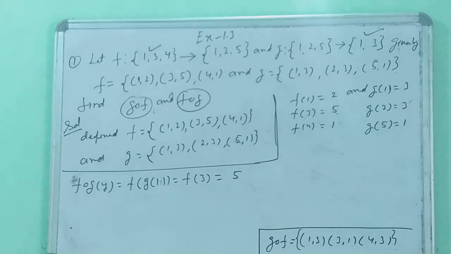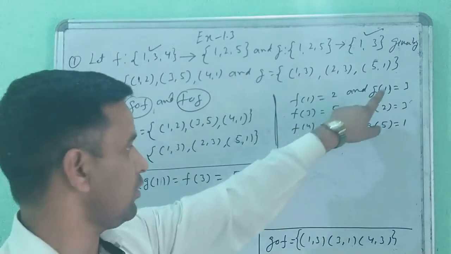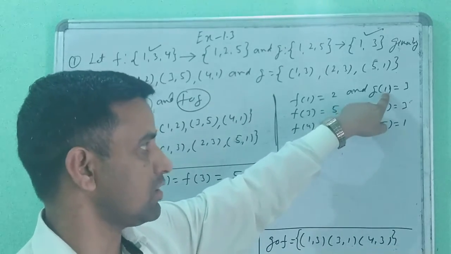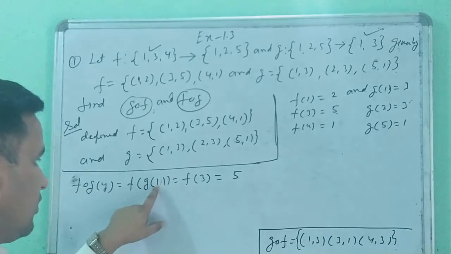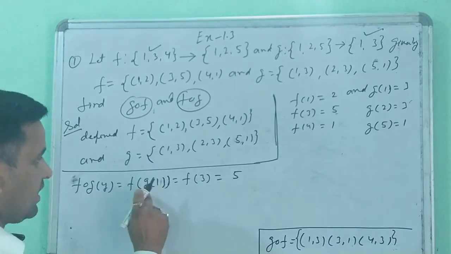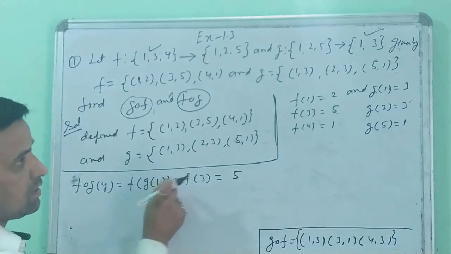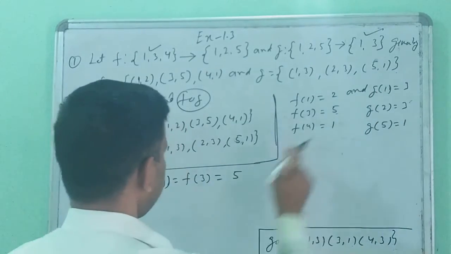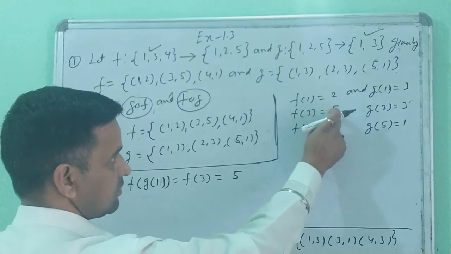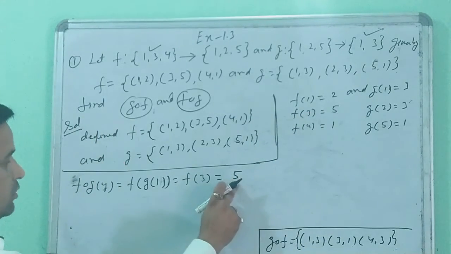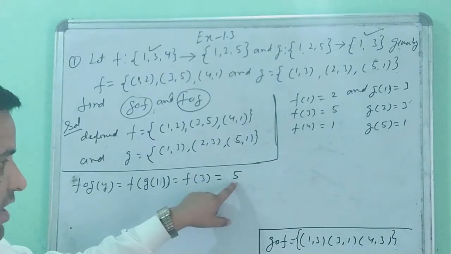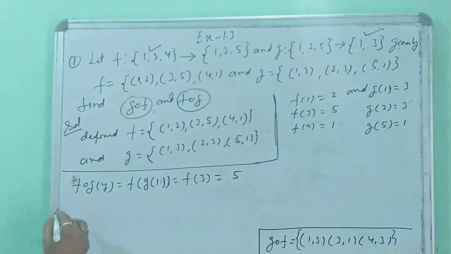When you find the FOG of Y, first you write the first value here, 1, and you put in your value 1. This is a double bracket. And then what is the value of G1 here? The value of G1 here is 3, then you write here F3. Then you check what the function is for F3, which is 5. So when you put in 1, the result is related to 5.